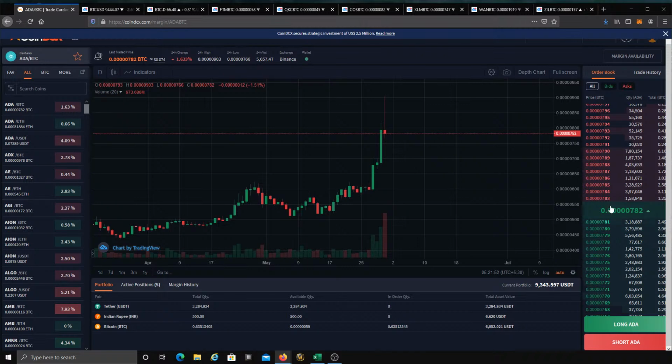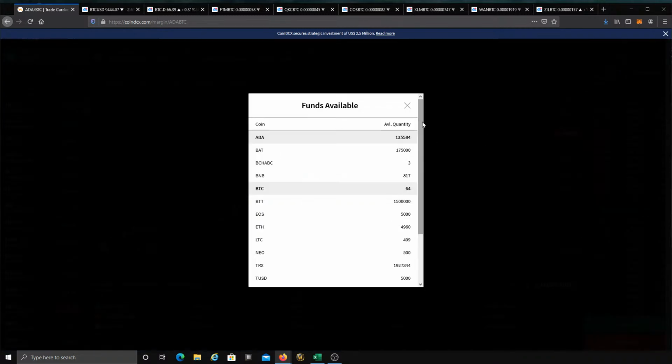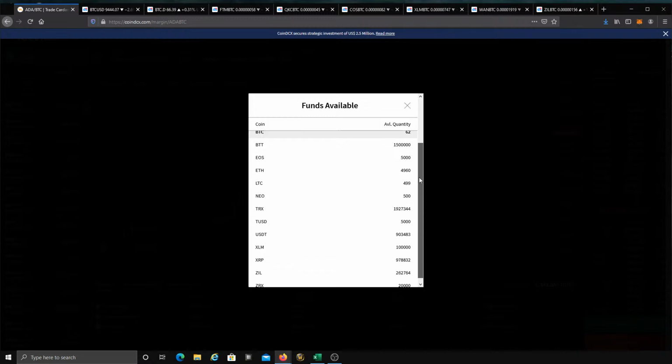But here's the kicker. Up here at the top, you have margin availability. If you click on margin availability, it'll show you what coins against the Bitcoin pair, because that's what we're in, are available to short. So we can short ADA against the Bitcoin pair because there are 135,000 coins available to short. So there is kind of a limit, a cap of available coins.